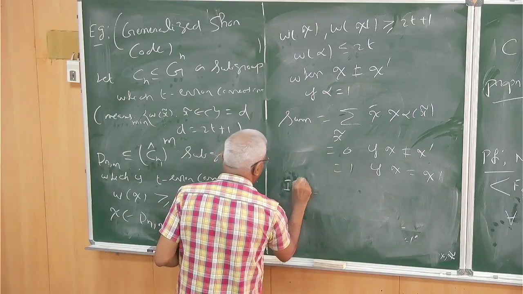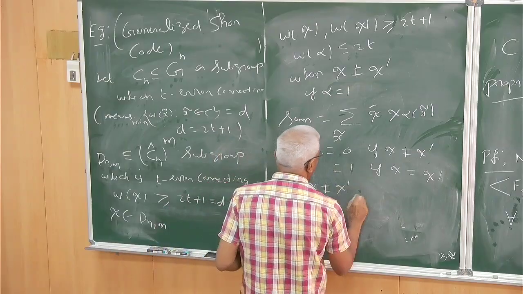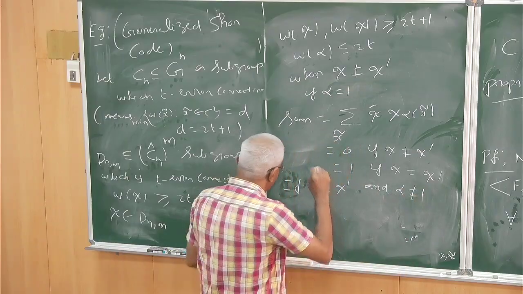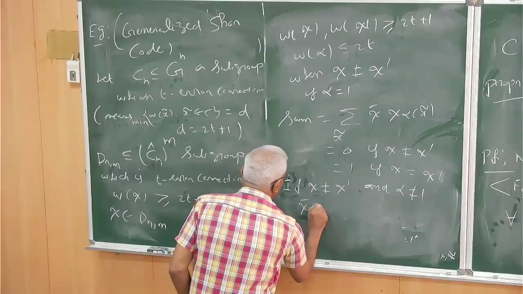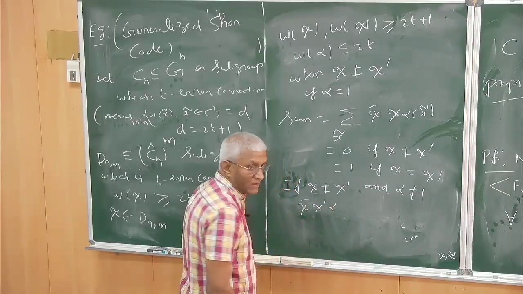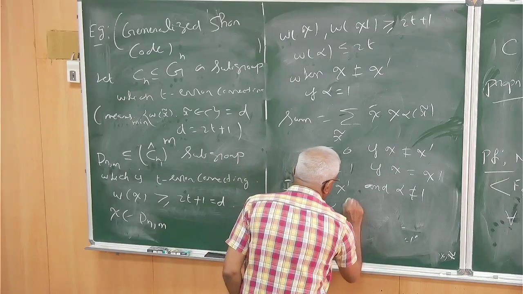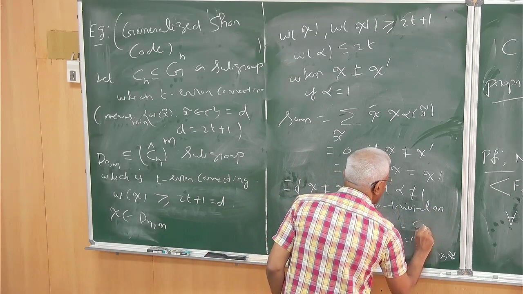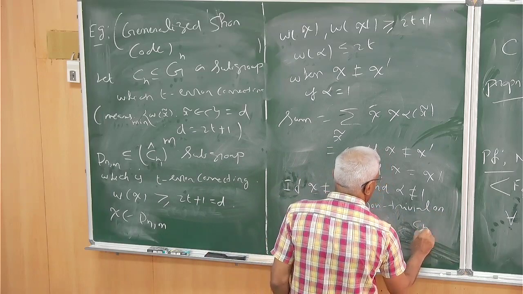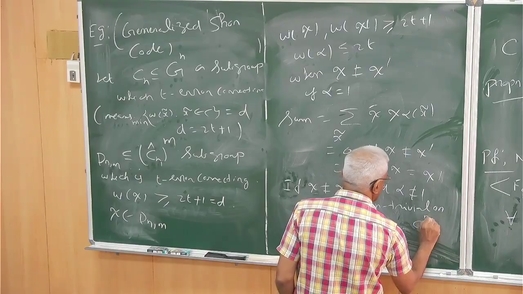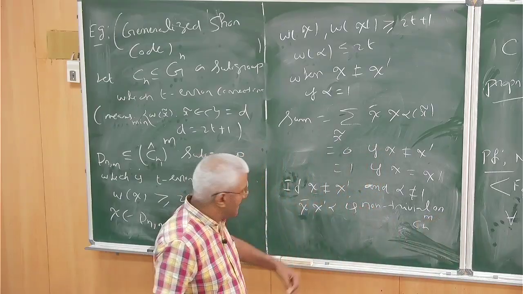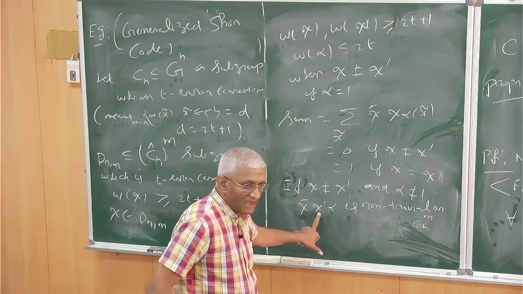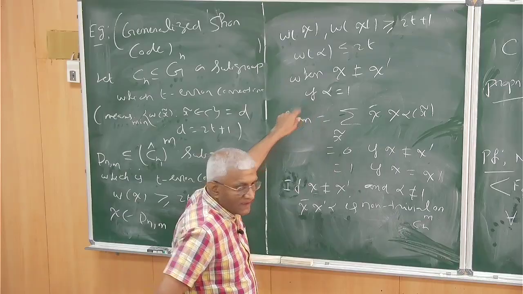Now if chi is not equal to chi prime and alpha is not equal to 1, then chi or chi prime alpha is non-trivial on Cn over here. If it is trivial, if it is equal to 1, then alpha will be equal to chi prime. That means alpha is there.